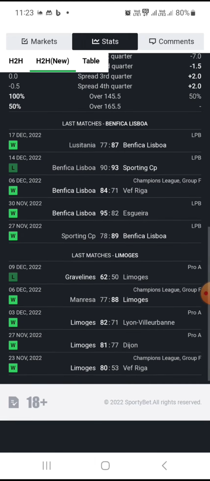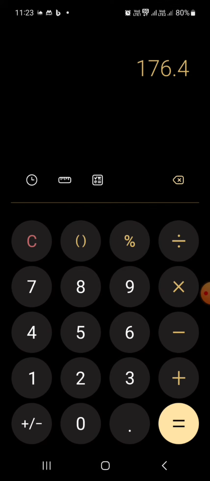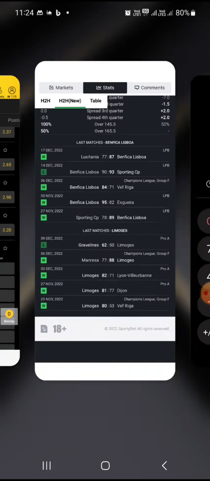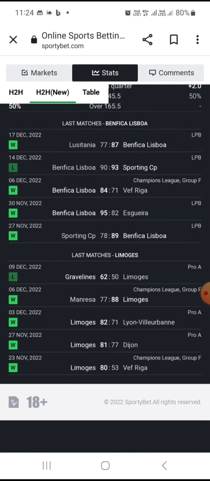Like Benfica has 87. Normally, I use my calculator. See my calculator here, always. So I always add, like Benfica has 87. When you have 87, you add it to 90, something like that. You keep going, that's what I do. Then after doing it, you see 87, 90, Benfica has 84 here, 95, and they have 89.